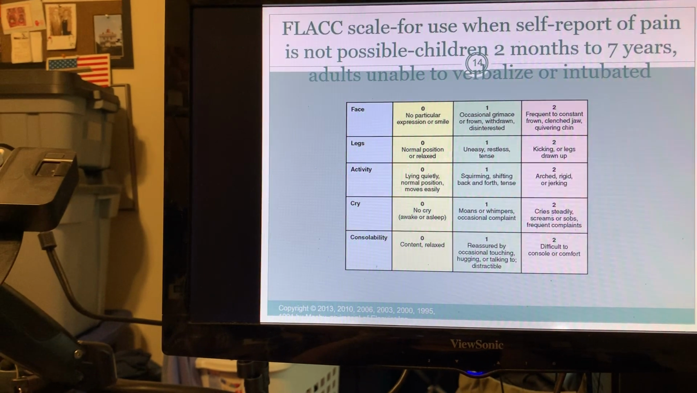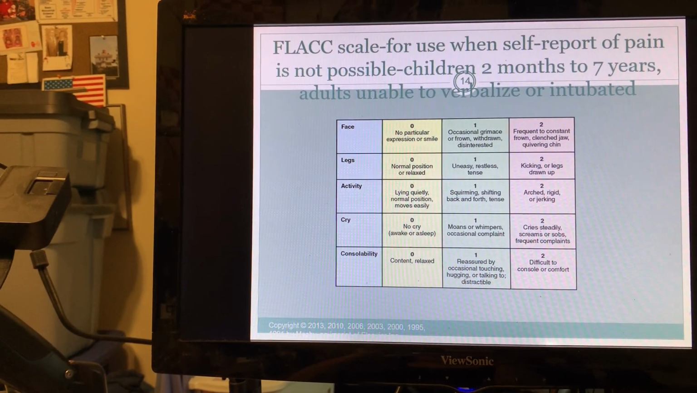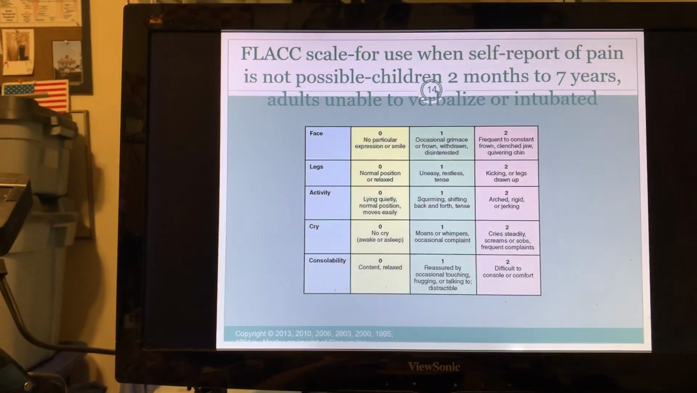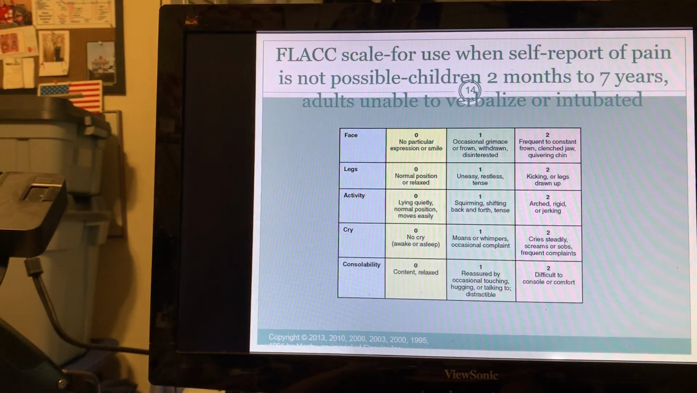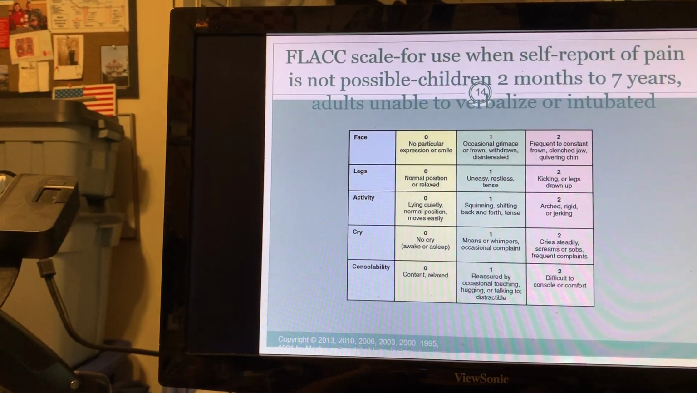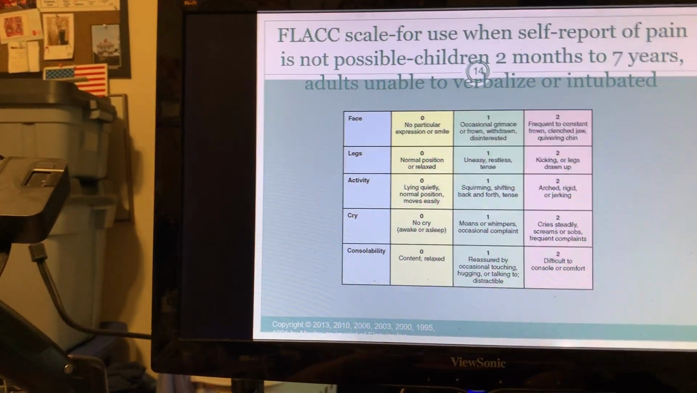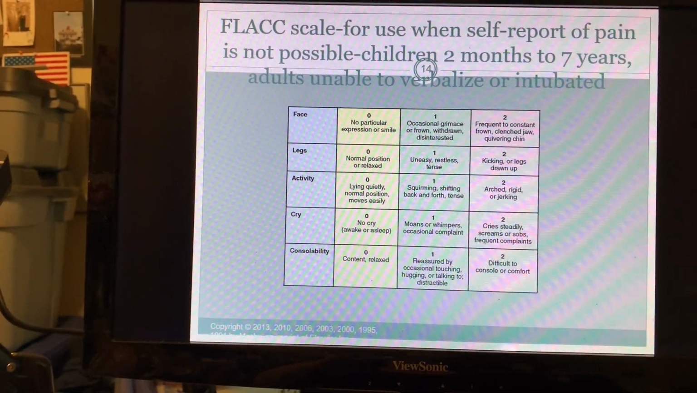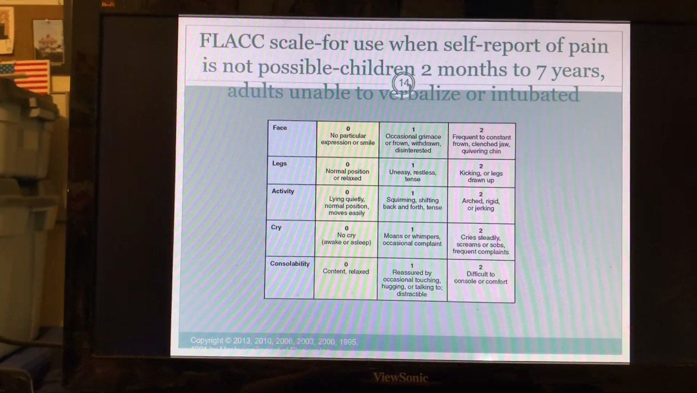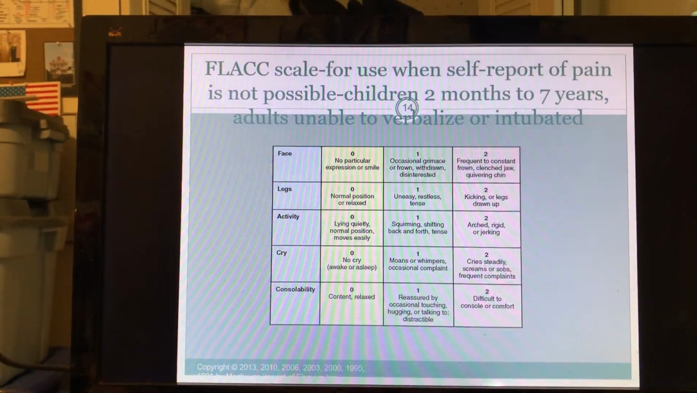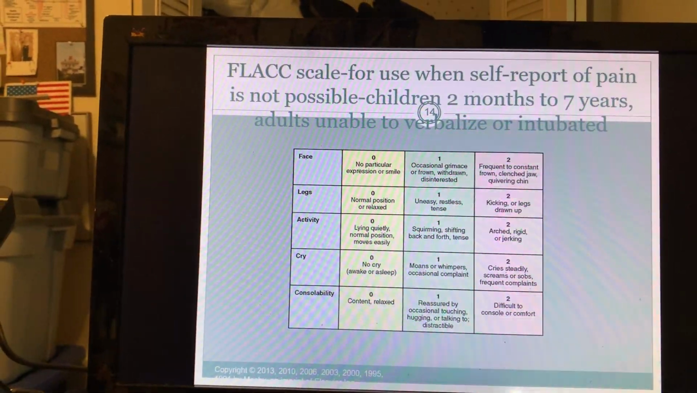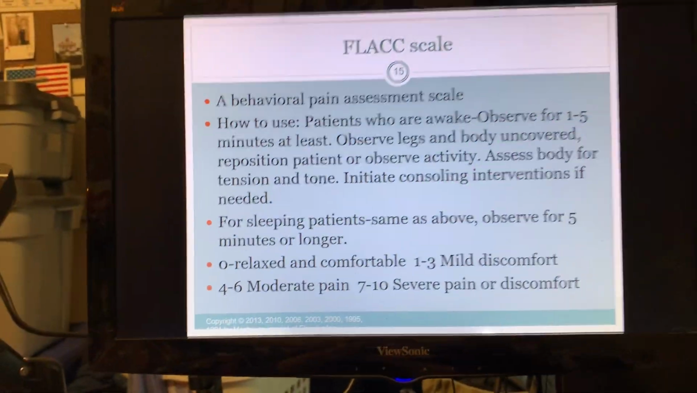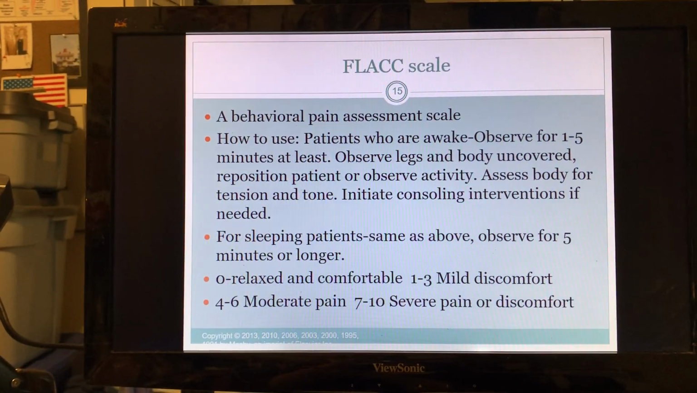And this is found in children from about 2 months of age to 7 years, or adults who are either intubated or in a state where they're really unable to verbalize their pain. Then it puts the responsibility on us to look at the various rating areas of the FLACS scale and determine the best we can what kind of pain this patient is experiencing. So it's more of a behavioral assessment scale for pain.